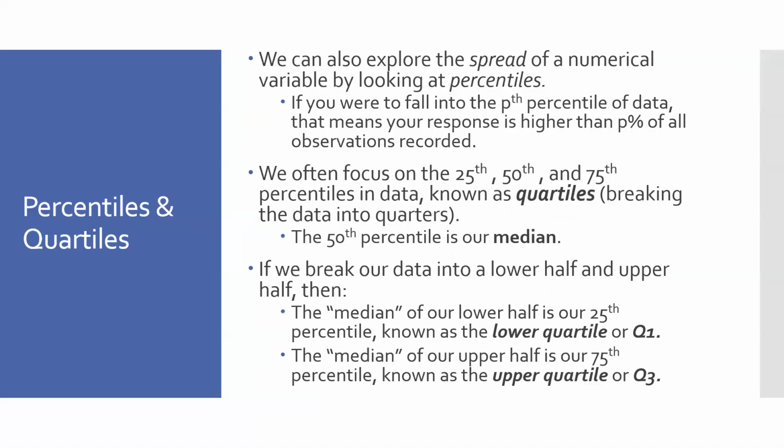We often focus on the 25th, the 50th, and the 75th percentiles in our data, known as our quartiles. So breaking the data into quarters. And the 50th percentile is just another way to describe something we already just did, which is the median. If we break our data into lower halves and upper halves, the median of our lower half is then our 25th percentile. And then the middle of our upper half is going to be our upper quartile.